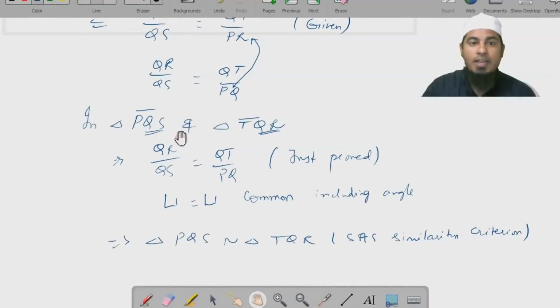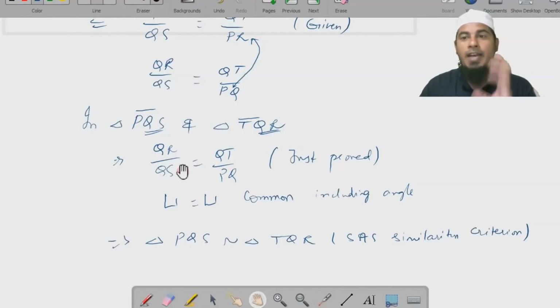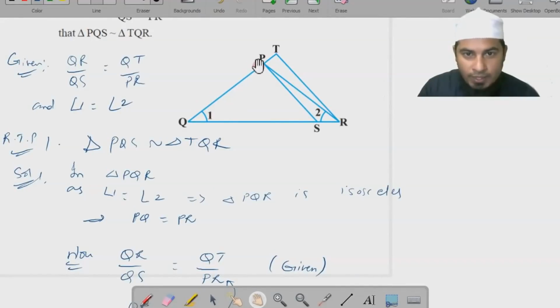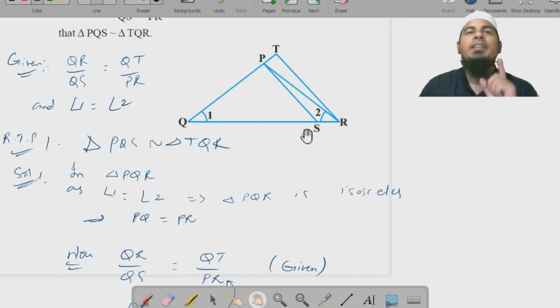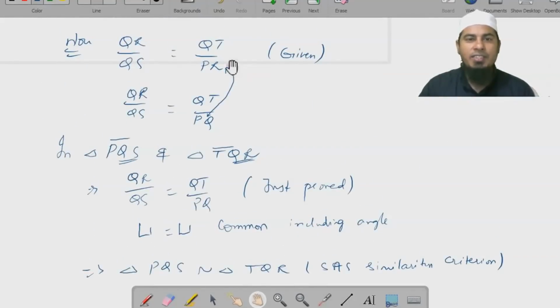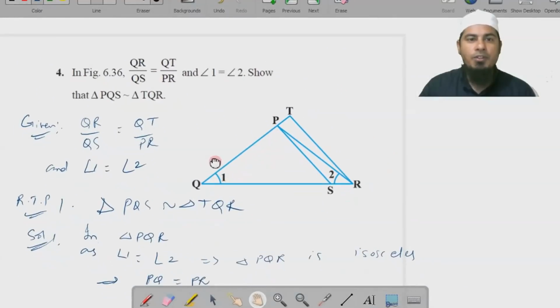Now in triangles PQS and TQR, which we need to prove as similar, the ratio of corresponding sides is equal. Two sides are in the same ratio, and angle 1, if you see here, is common in triangle PQS as well as triangle TQR. That implies these two triangles are similar by SAS similarity criterion. That's all. This is the solution for this particular question.